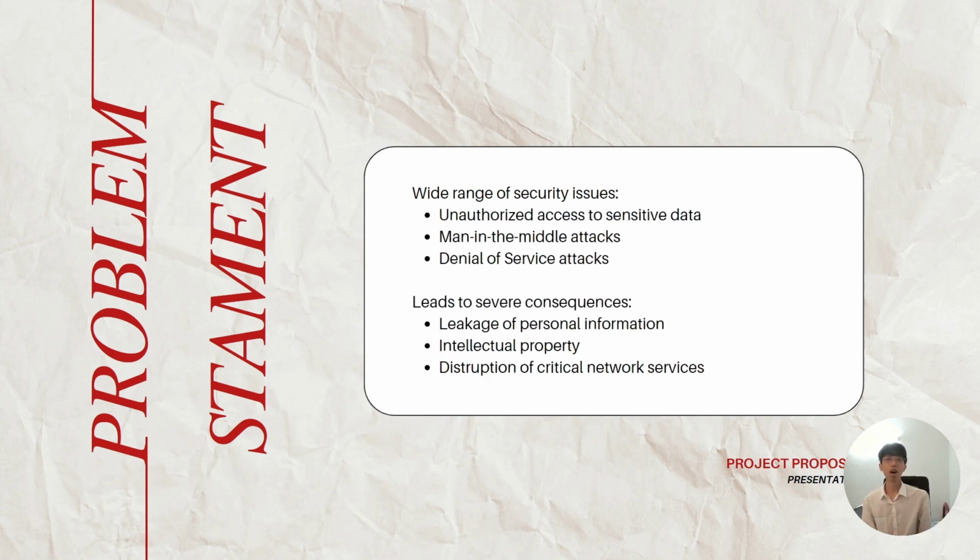So the presence of RAPs in tertiary institutions can lead to a wide range of security issues, including unauthorized access to sensitive data, man-in-the-middle attacks, and denial of service attacks. These security breaches can have severe consequences, such as the leakage of personal information, academic research, and intellectual property, as well as the disruption of critical network services.